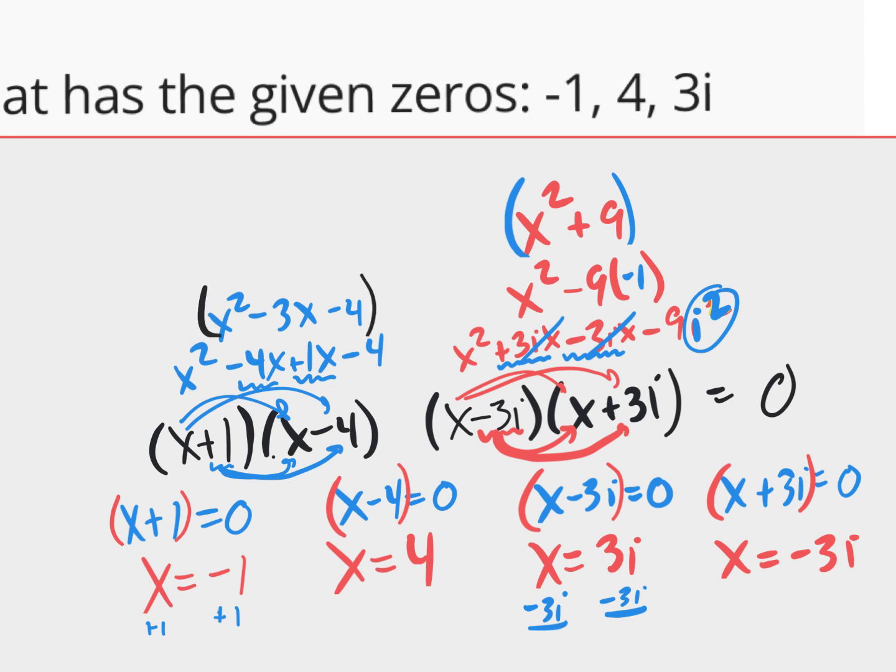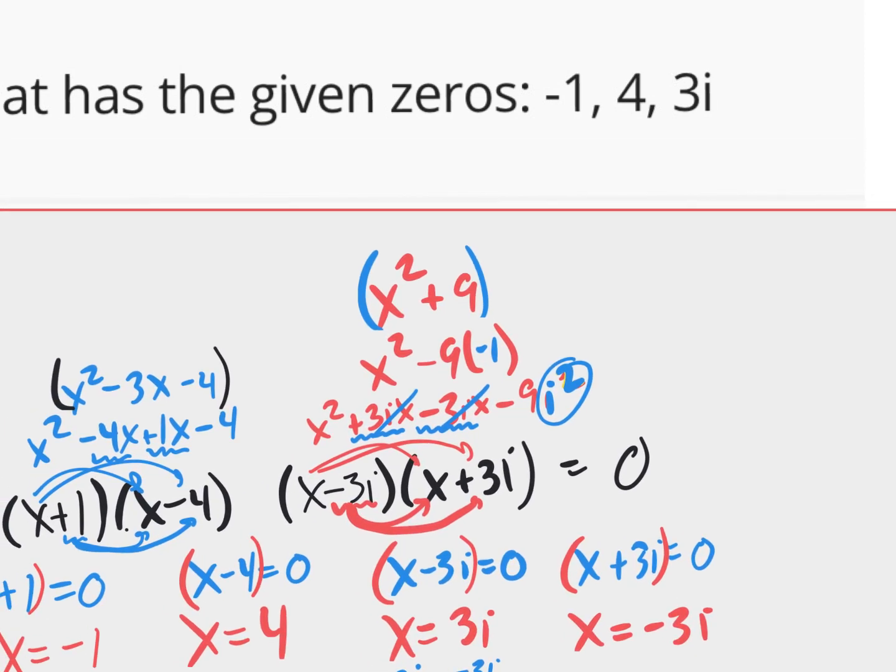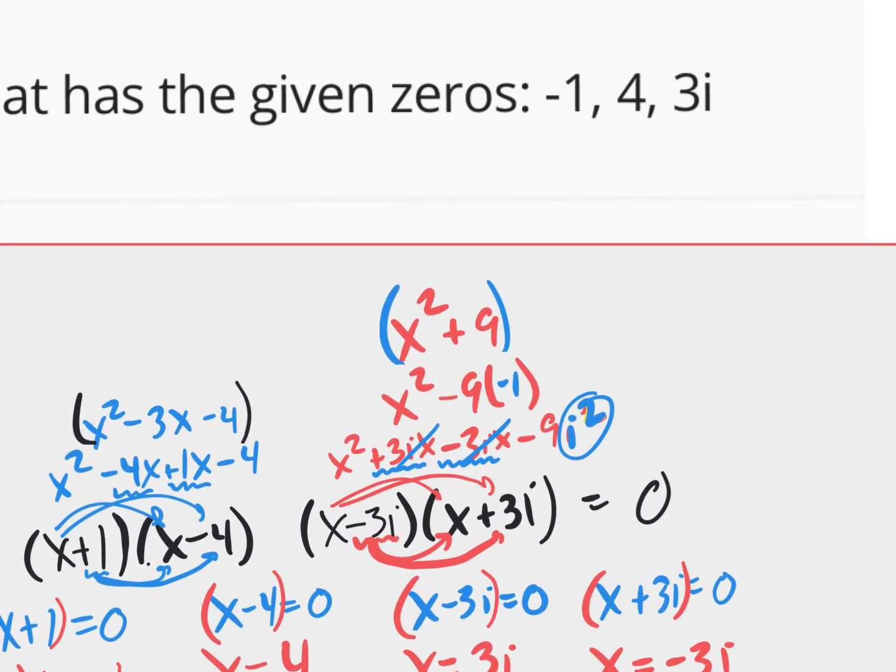So we still need to multiply the original trinomial with this binomial, okay? So let me do that somewhere. Where could I do that? I'll just rewrite it up here. The x squared plus 9 times the x squared minus 3x minus 4.